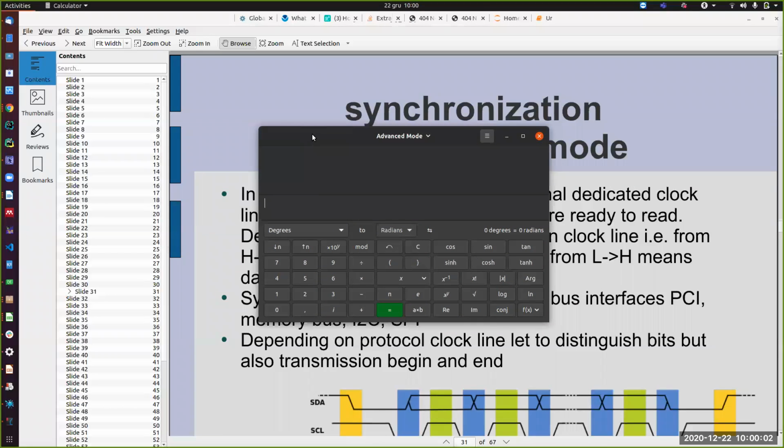So let's say that we want to calculate what is the distance which light can pass in time of a single bit duration. So let's say that we have interface of 1 gigabit per second. It's not so huge frequency. So we have 10 to power minus 9. And we want to multiply it by speed of light in vacuum.